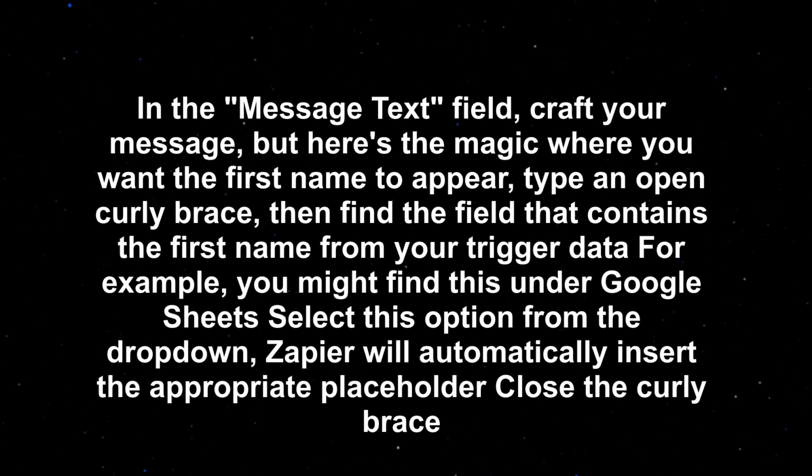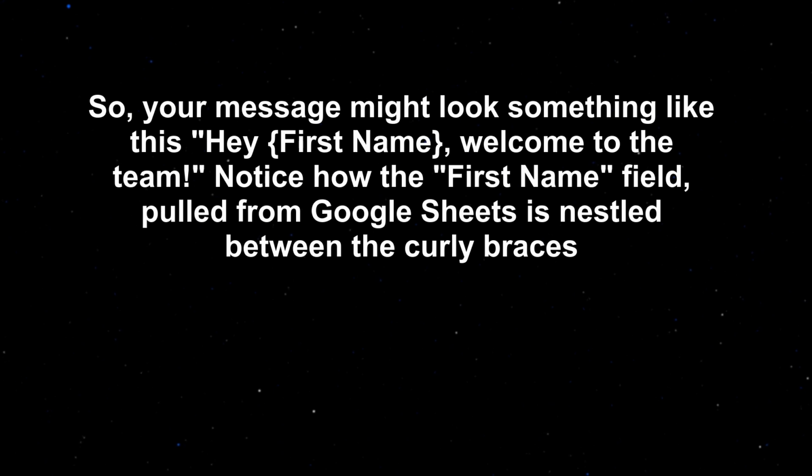Zapier will automatically insert the appropriate placeholder. Close the curly brace. So, your message might look something like this. Hey, first name. Welcome to the team. Notice how the first name field, pulled from Google Sheets, is nestled between the curly braces.